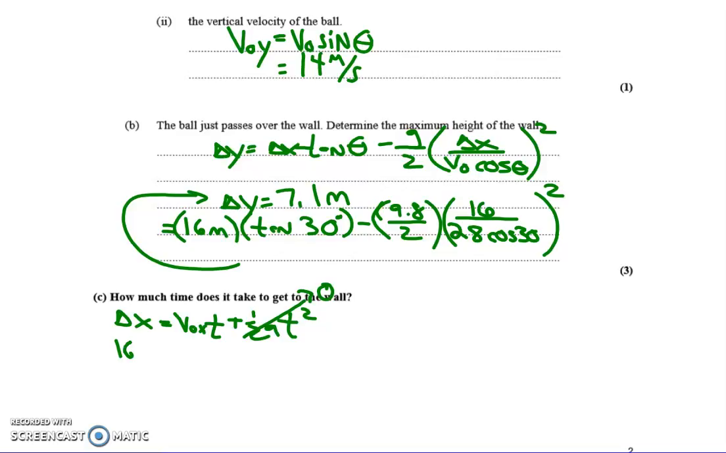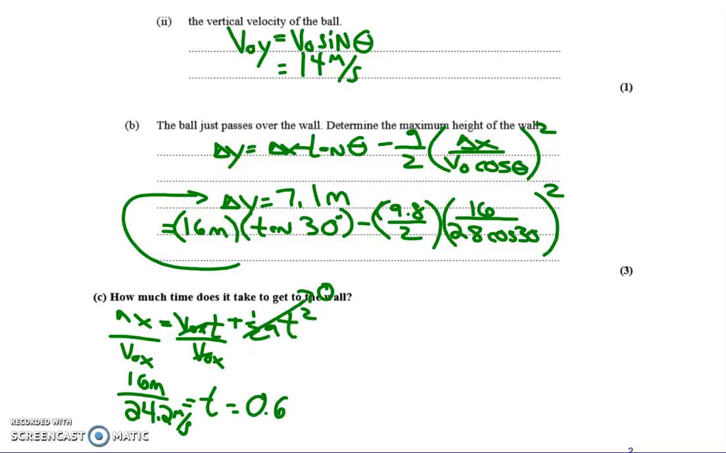So I have 16 meters. Actually, here we could do the algebra first. If I divide by v naught x on both sides, I get a time that's equal to 16 meters, the horizontal distance. And notice that I want to use the initial velocity in the horizontal, which we figured out to be 24.2 meters per second. And that gets us a time of 0.66.